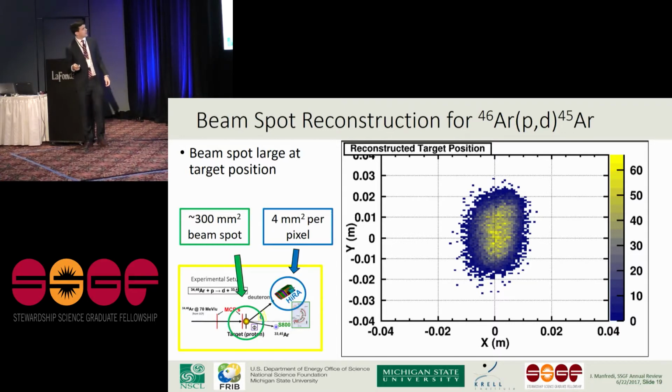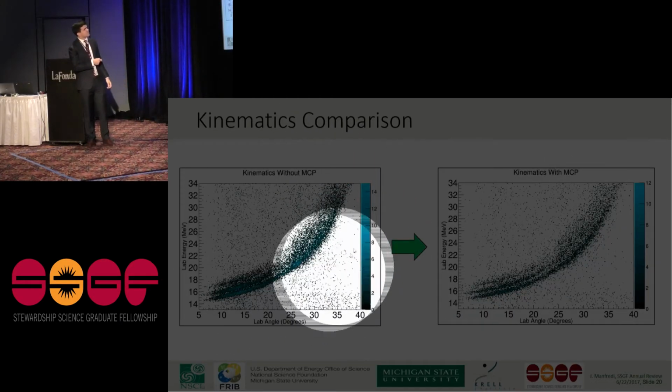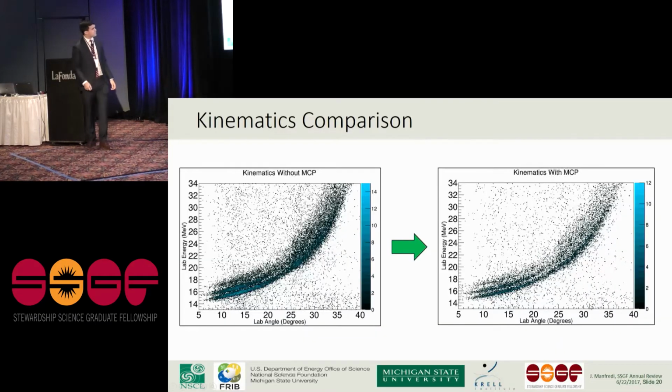But fortunately, we can now use this information to track the position. If we compare the two kinematic curves, on the left without using the MCP and on the right with the MCP, you can see a definite increase in the resolution, especially as you move to more backward angles, up in this range. You can now very clearly identify the ground state once you use the MCP.